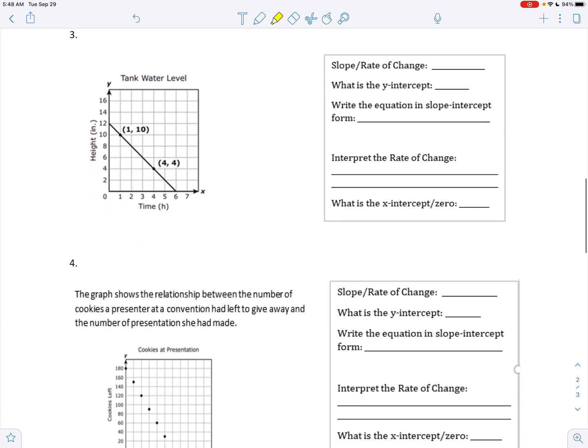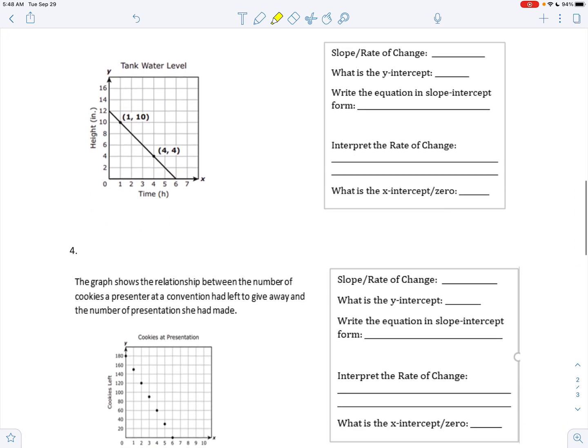The rest of these, we're going to complete in class as practice because we're going to talk about our rate of change. We're going to talk about the y-intercept, how to write an equation in slope-intercept form, and so on and so forth. So if you would like, take a screenshot of this, practice it, and bring it to class so you could be ahead of the game.